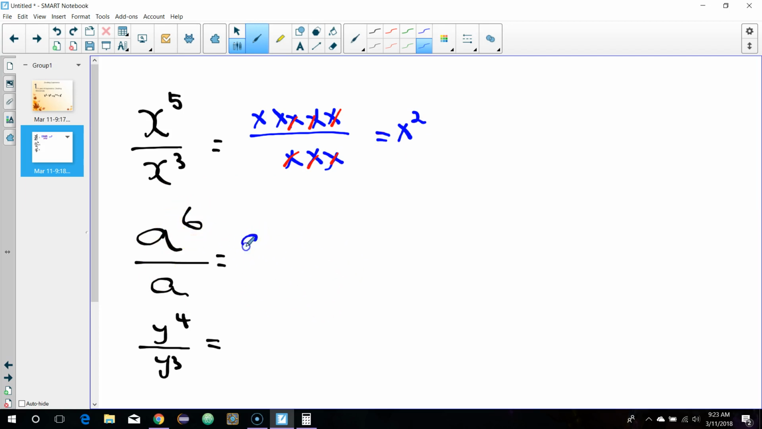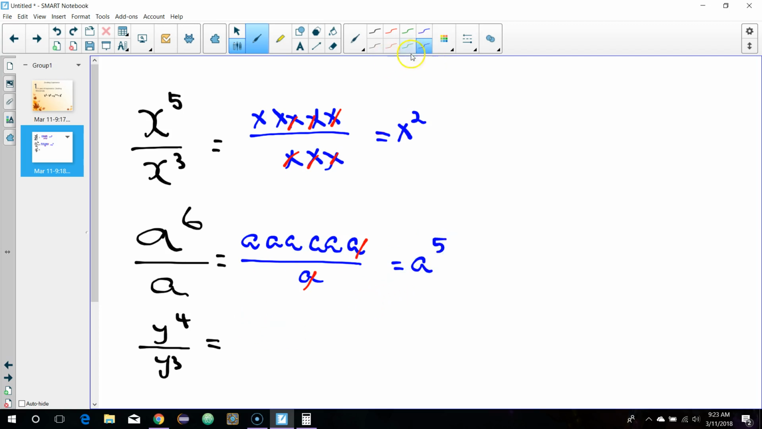I'm going to do this with the a as well. a to the power of 6 means there are 6 copies of that: 1, 2, 3, 4, 5, 6. I'm going to divide by just 1 a at the bottom. So one of these gets crossed out, and I'm going to count how many a's I have: 1, 2, 3, 4, 5. a to the power of 5.